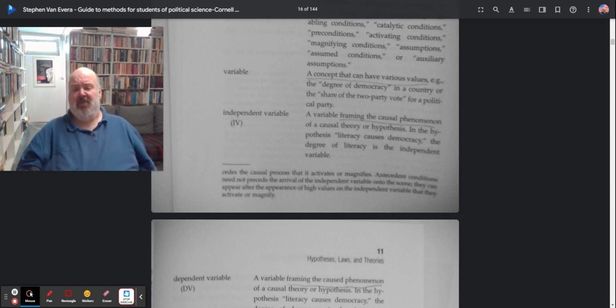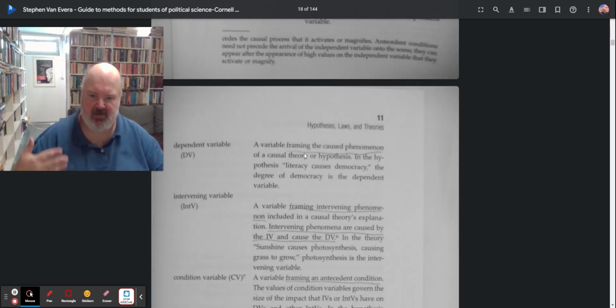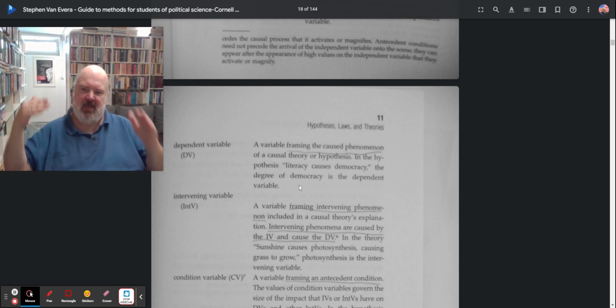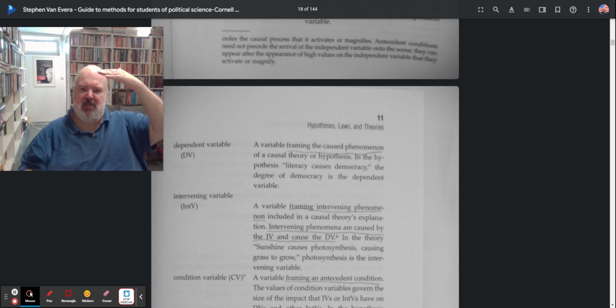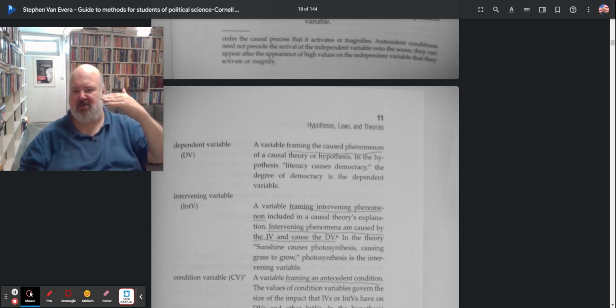The next one is the dependent variable, right? These are the major ones. The dependent variable is the variable framing the caused phenomenon of the causal theory or hypothesis. In the hypothesis, literacy causes democracy, the degree of democracy is the dependent variable. So the independent variable is the agent, the cause. A dependent variable is the thing being caused.